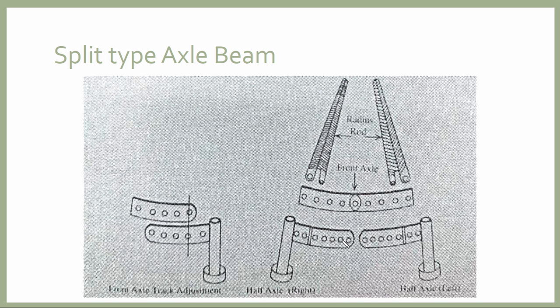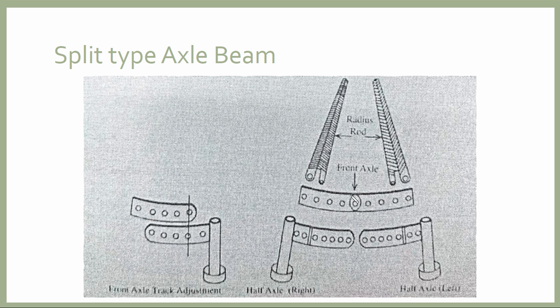The half axle pieces, left and right. These axle pieces are moved equally toward the center or equally away from the center to get the adjusted length of the wheel track.